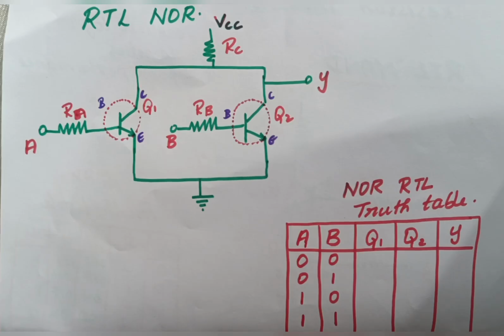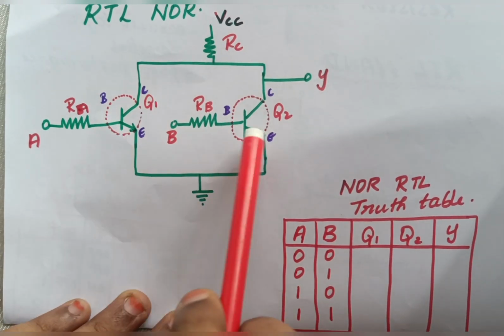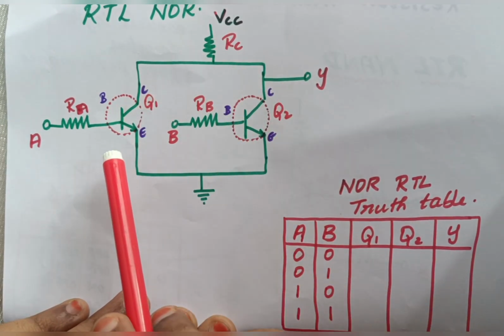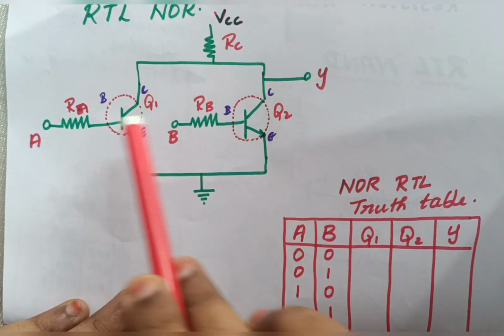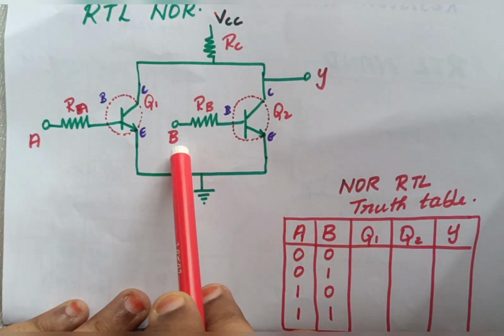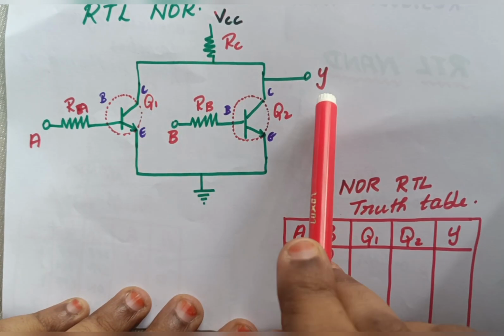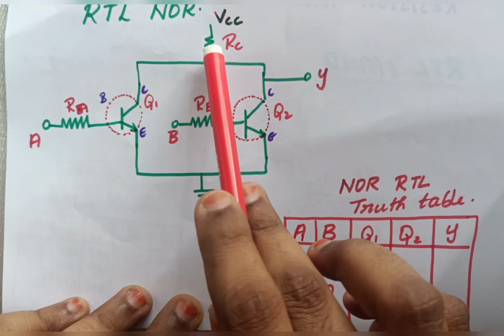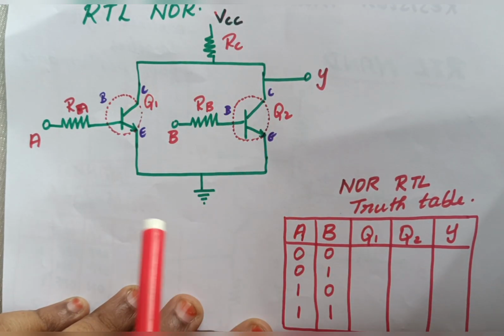Coming to RTL NOR. How is the design of this RTL NOR? We see two transistors that are connected in parallel here, and similar to the NAND gate, we have three resistors, RA, RB, RC. A and B are my inputs and Y is my output. Here we have the supply on top, and below we have the ground.